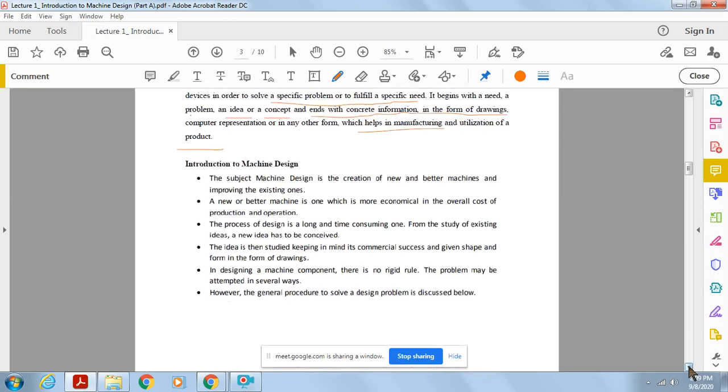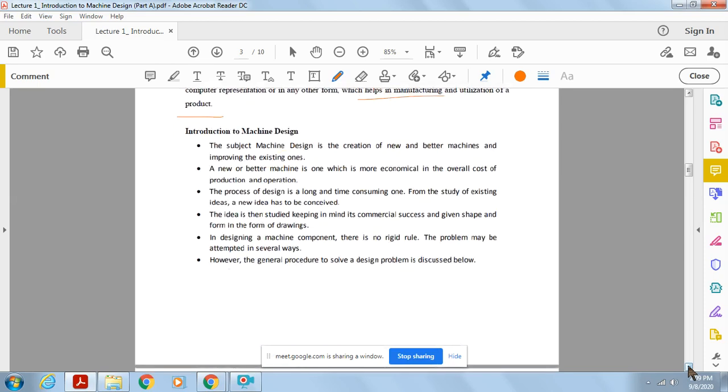As an engineer, our primary motto is to focus our concept only on the machine design part. We are not here to design several other entities, but only the machine and its components. Next comes the word machine design. The subject machine design is the creation of new and better machines and improving the existing ones.